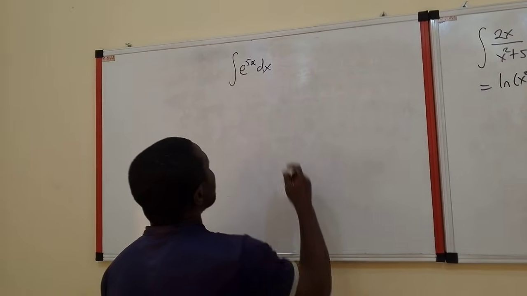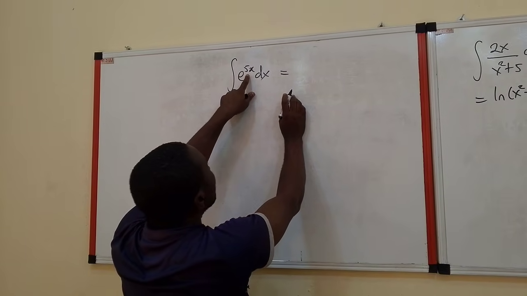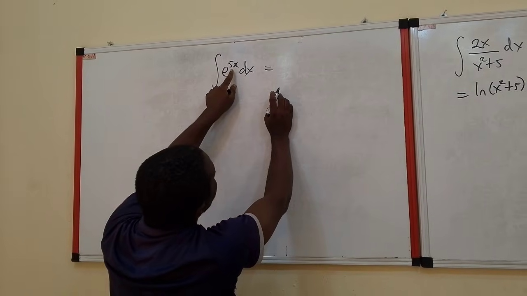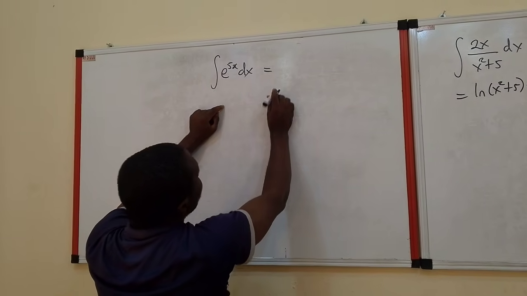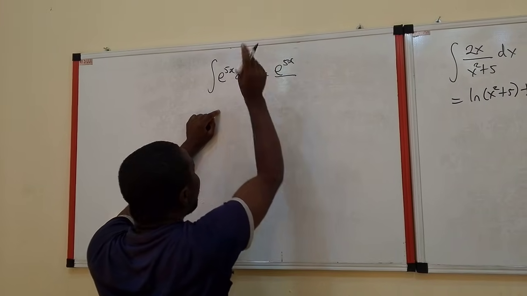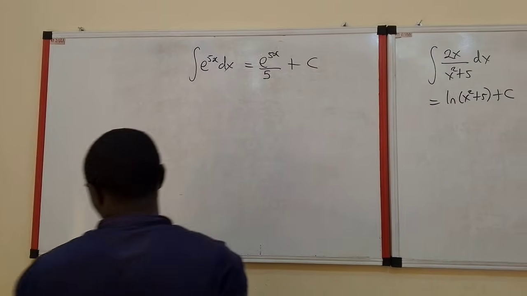Let's use shortcuts. Differentiate your 5x, what will that give us? 5. So what we are going to get is e raised by 5x over what you have differentiated, which is 5, plus c. That's the final answer.